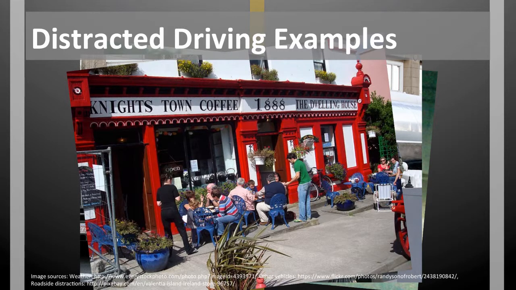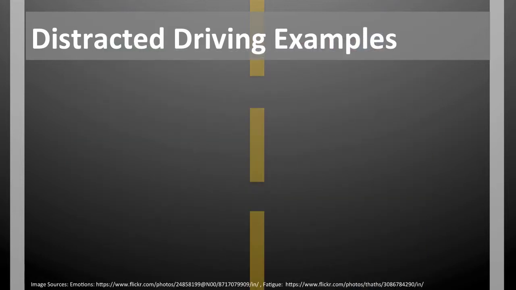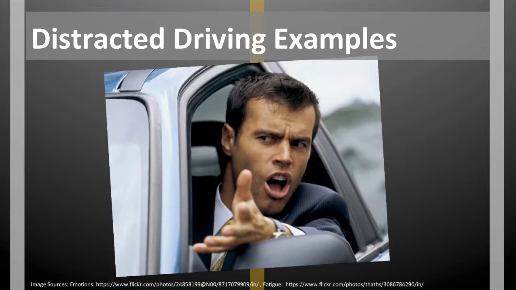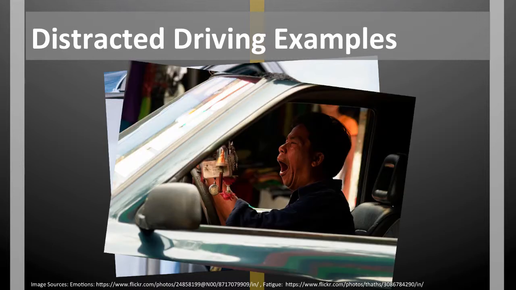Even things that are going on at the side of the road can be distracting, whether it is a friend at a cafe, someone holding a sign, a crash, or something else. Finally, there are other distractions that are not visible to others. Those could include being angry, sad, or other emotions that can distract the driver from the task at hand. Also, being tired can be distracting because it causes the driver to focus on staying awake instead of driving.